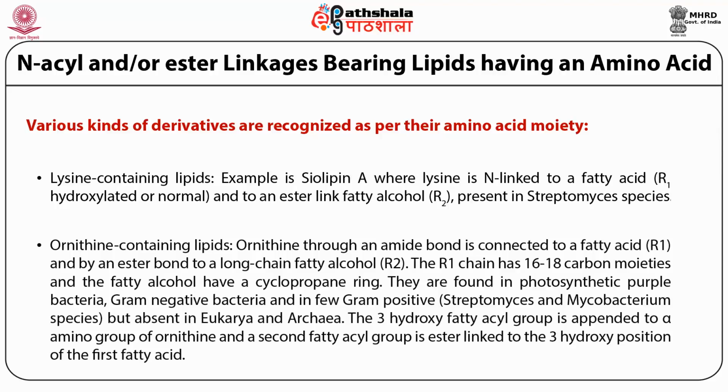The ornithine containing lipids are those in which ornithine is connected to the fatty acid R1 by an amide bond and by an ester bond to a long chain fatty alcohol, which is at the R2 position. The R1 chain has 16 to 18 carbon moieties, and the fatty alcohol has a cyclopropane ring.